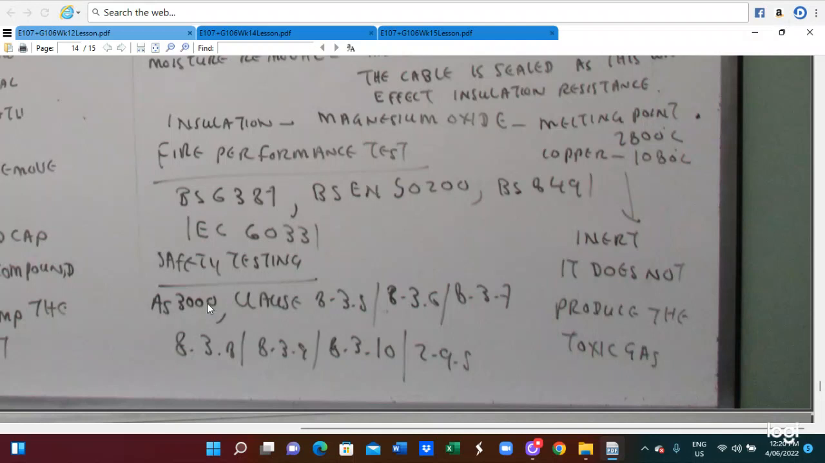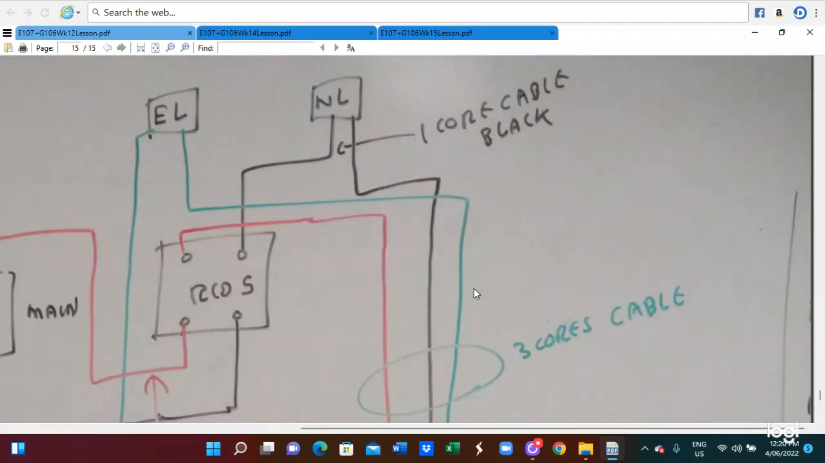For safety testing, we have to apply AS/NZS 3000 across clauses 8.3.5, 8.3.6, 8.3.7, 8.3.8, 8.3.9, 8.3.10, and 2.9.5. Those are the safety testing requirements. We have to refer to the AS/NZS 3000 standard.